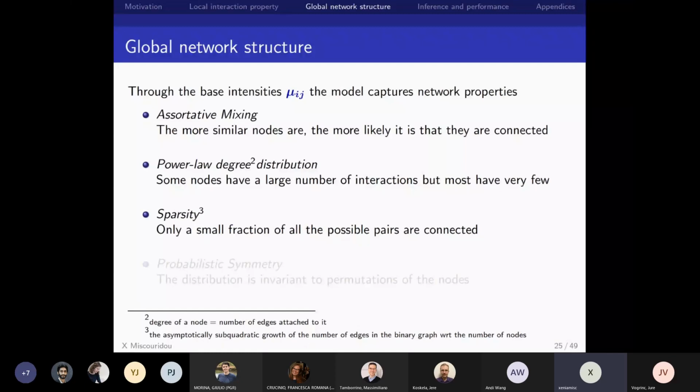So when I say sparse or dense, a graph is sparse when the number of edges grows subquadratically with the number of nodes in the graph. Whereas a dense graph is a graph where the number of edges is quadratic in the number of nodes.